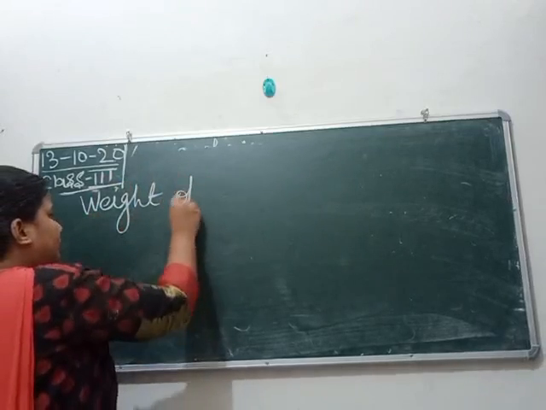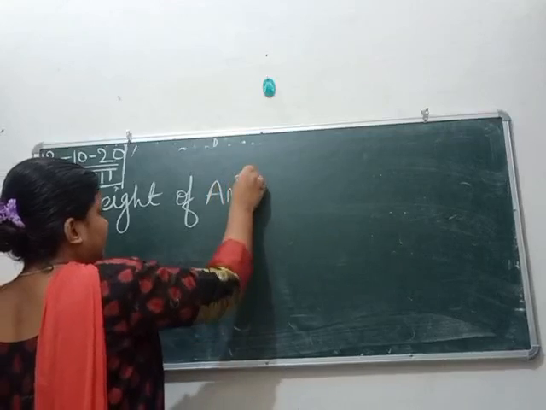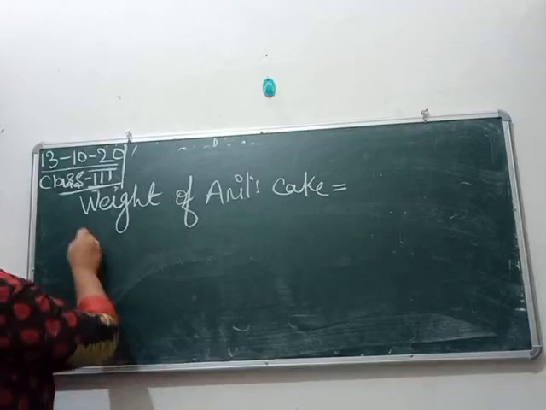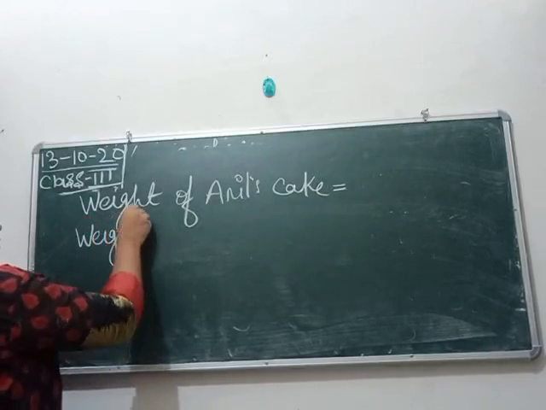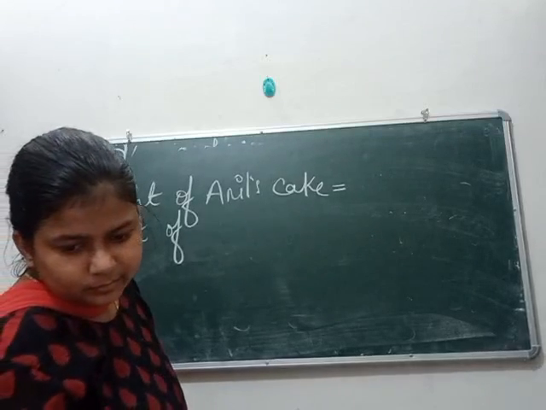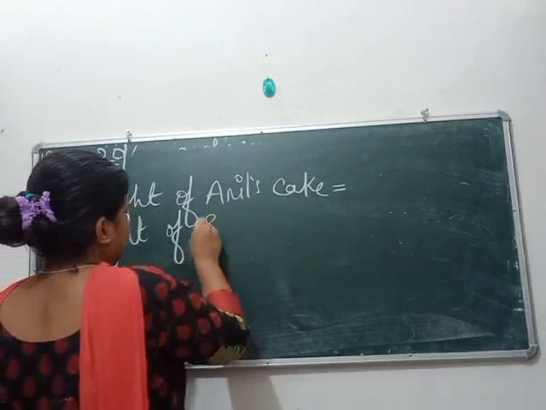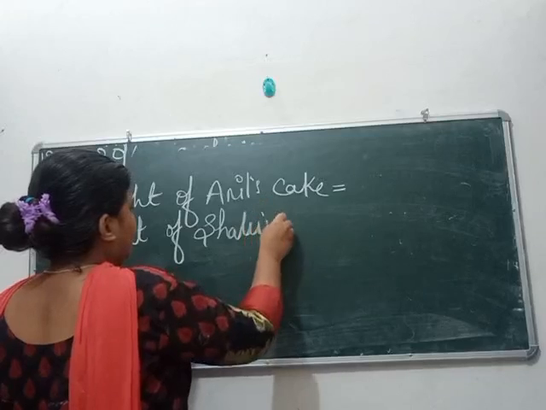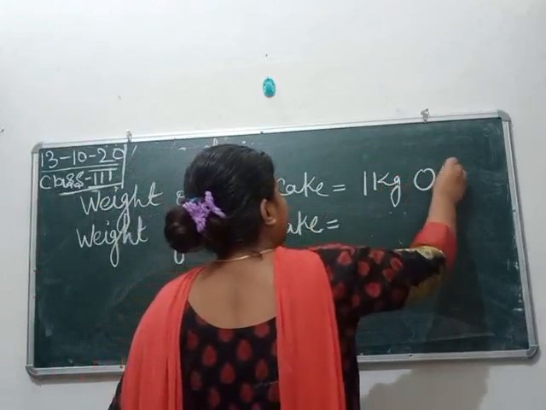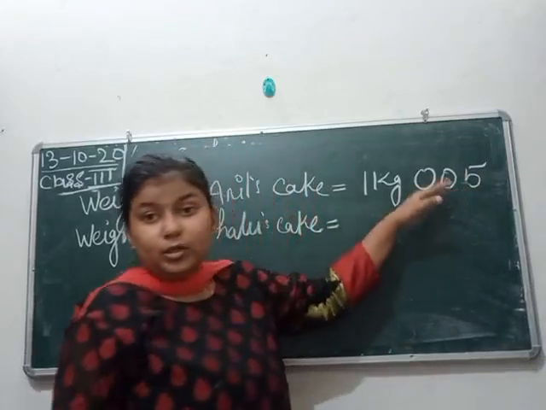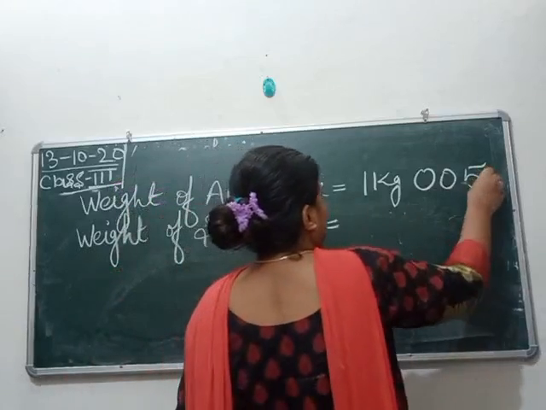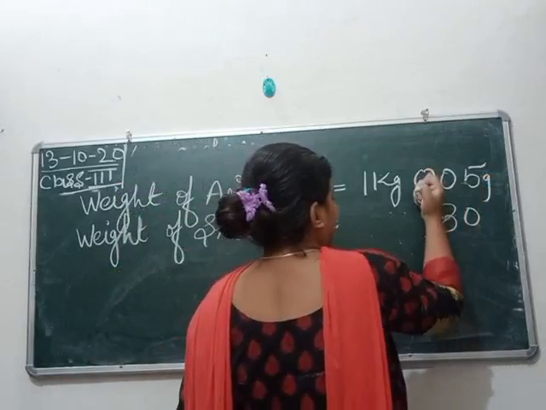Weight of Anil's cake equals to, and weight of Shalu's cake equals to. 1 kg 005 gram. 5 gram or 005 gram, these both are the same. Shalu's cake weighs 980 gram, so I will write it under the grams column only.